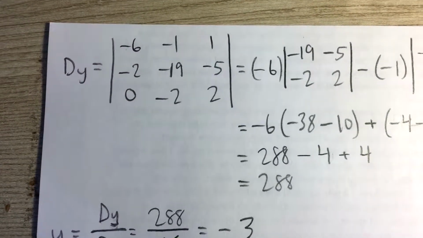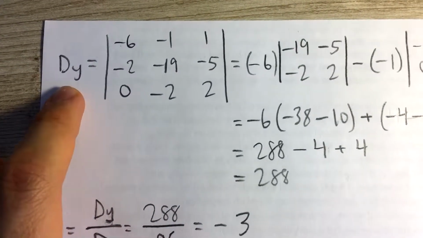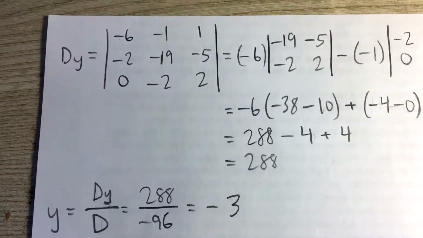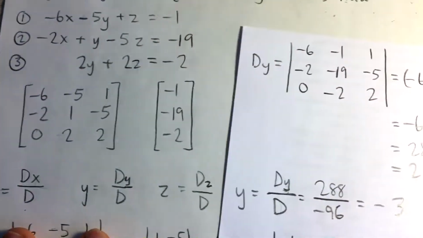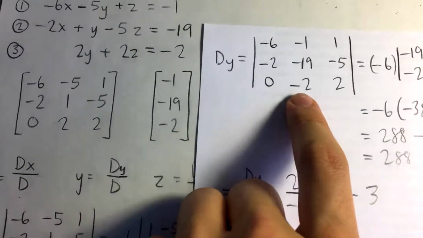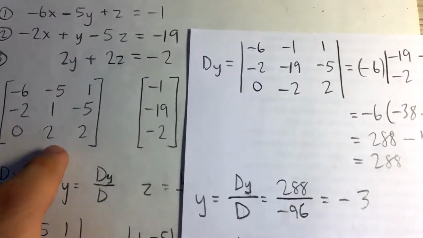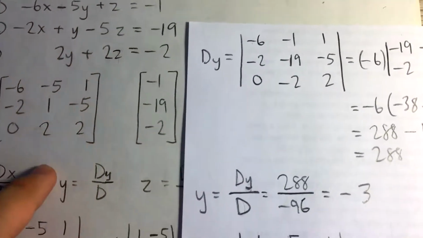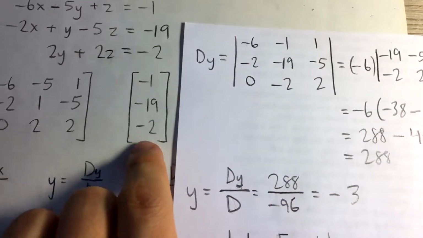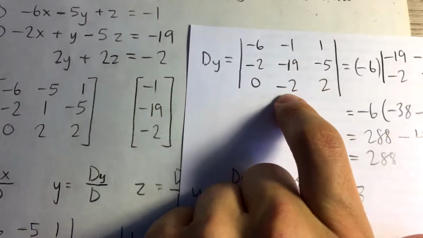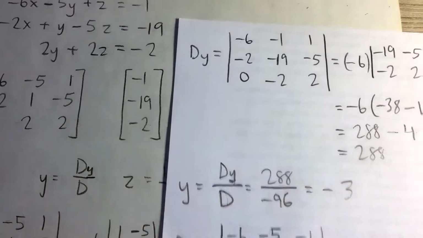Okay, so next we can solve for y by finding what dy is, which again is just the coefficient matrix, but instead of replacing it with the first column, you can see, compare these two matrices. Instead of replacing the first column, we're going to replace the second column, that's the y column, with the constants on the other side. So we have negative 1, negative 19, negative 2 plugged in.